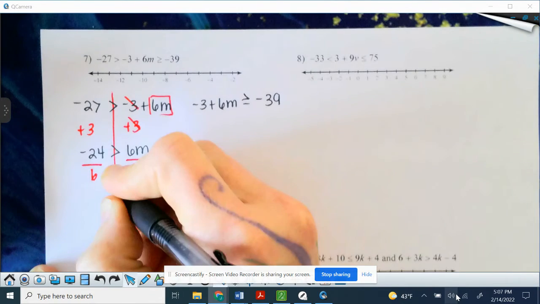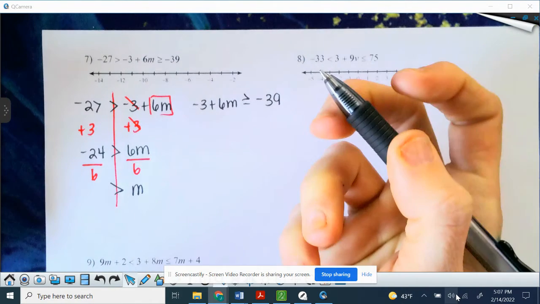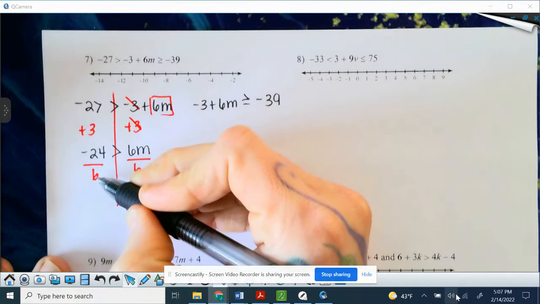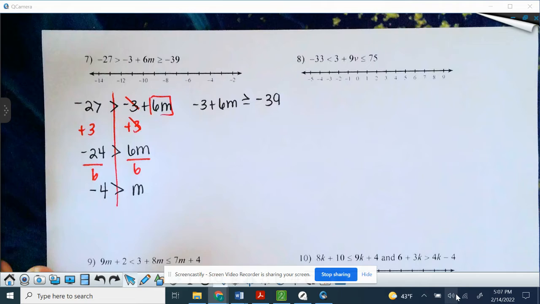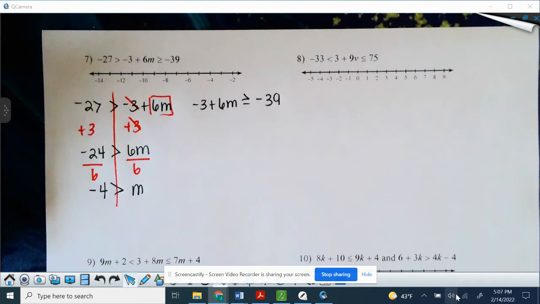m, and that's a positive 6, so everything's fine. Negative 24 divided by 6 is going to give me a negative 4. So m is less than negative 4, or negative 4 is greater than m.